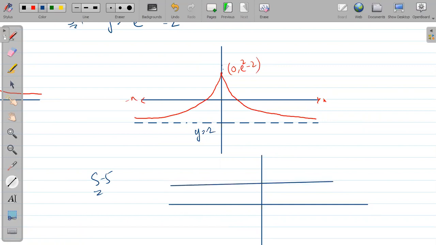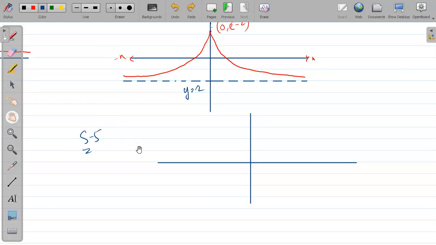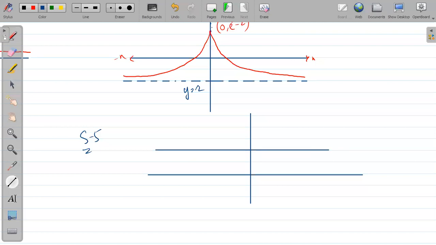I am making a rough diagram here. Don't get confused, I am drawing the rough diagram only. So this is the dotted line. The dotted line will also be shifted. And this is some point, the point I am taking, (0, e² minus 2). The graph will be like this. This is the graph, right? Can you find this point?